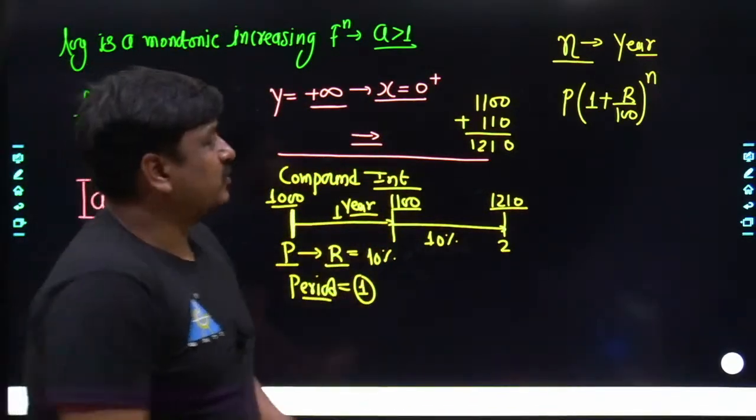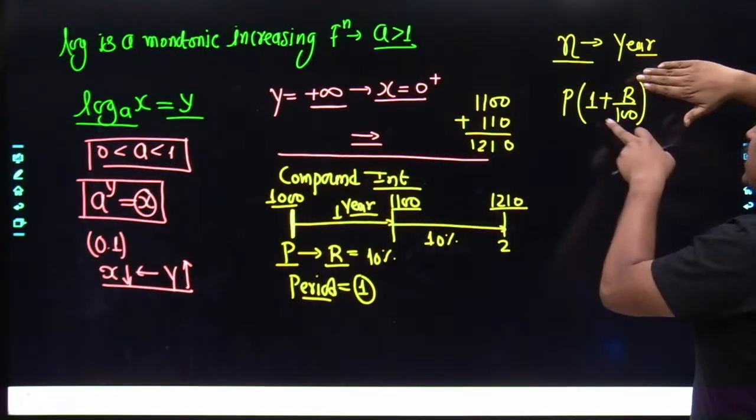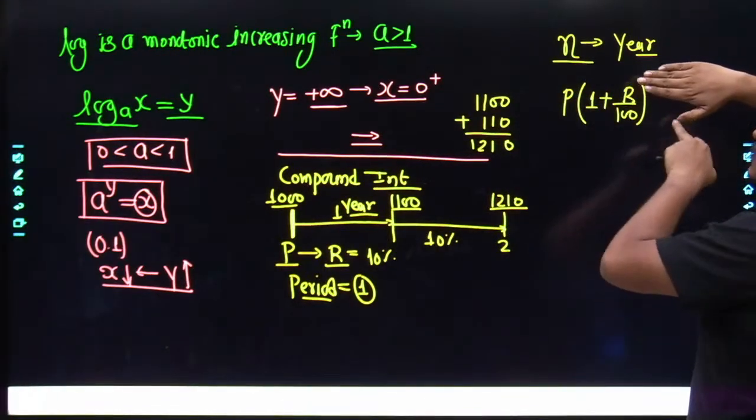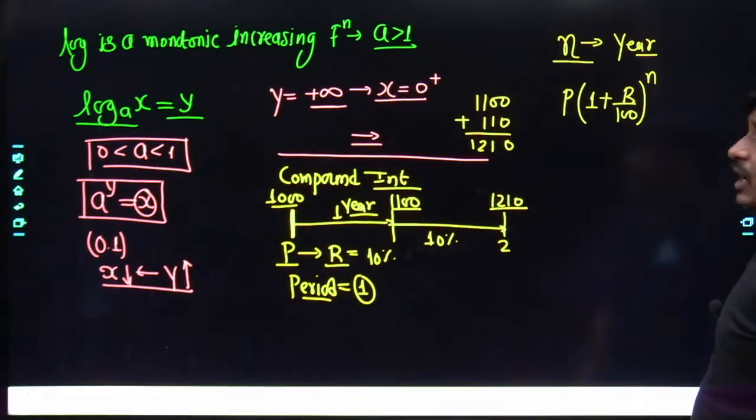In the second year, what happens? Now your principal amount is 1100, and again it has to get multiplied with 1.1. How many times does the 1.1 get multiplied? Obviously n number of times. And it keeps happening.